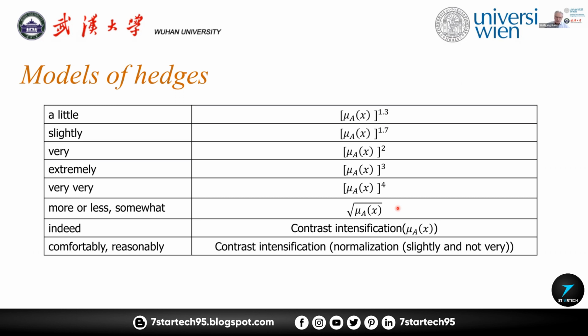And then when we, for example, want to express indeed, like indeed hot, we use the contrast intensification. And when we want to say comfortably hot or reasonably hot, in the example for hot as the value of our variable temperature, we would use the contrast intensification of the normalization of slightly and not very. So you might ask now, okay, why is that so, or what does it mean? I think the best way of illustrating that is when we look at a concrete example.